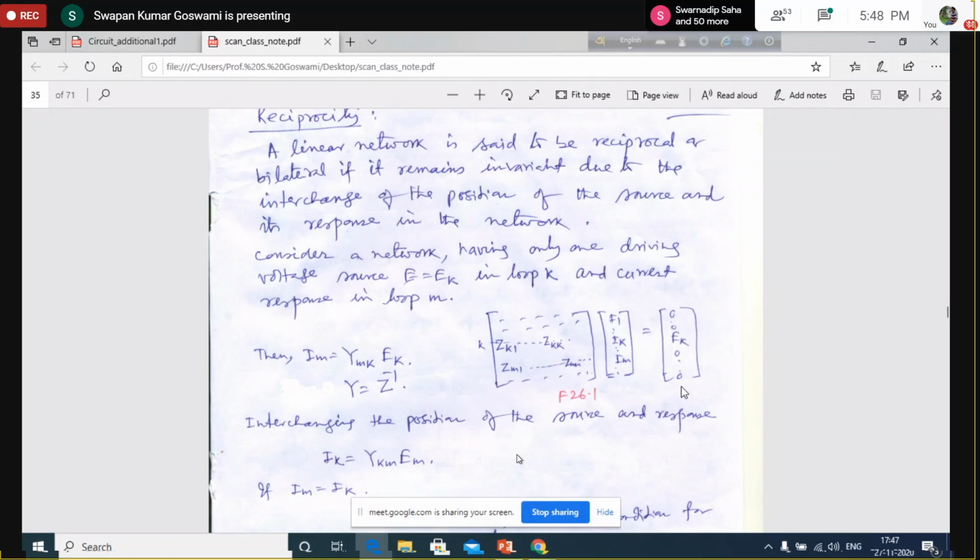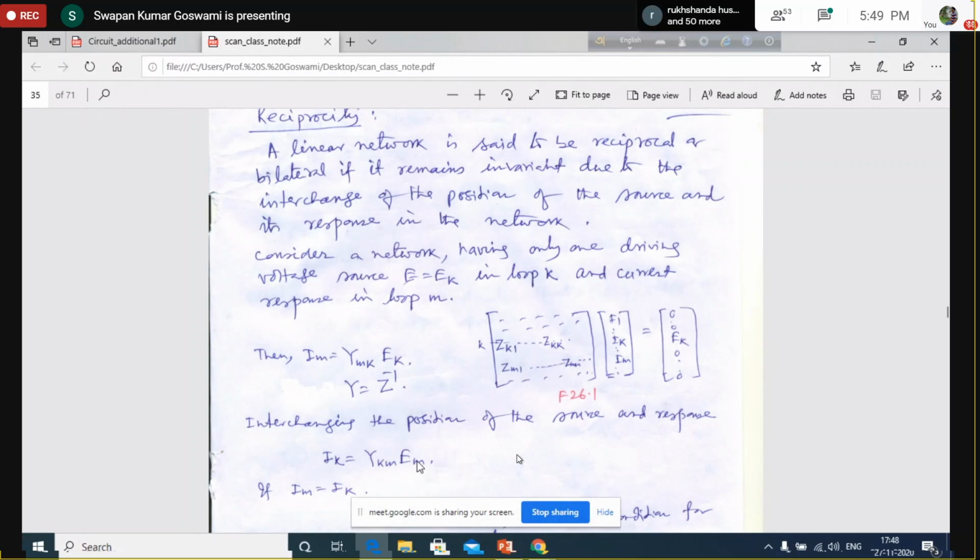So what can you write? IK, now you have to find out. IK will be YKM EM, because IK will be YK1 E1, E1 is 0, plus YK2 E2, E2 is also 0, plus YK3 E3, that is also 0. In this way, plus YKM EM, plus YKN EN. For all the terms, none of the terms will be non-zero, only YKM EM will be non-zero. So this is how I can find the expression for current at loop K.